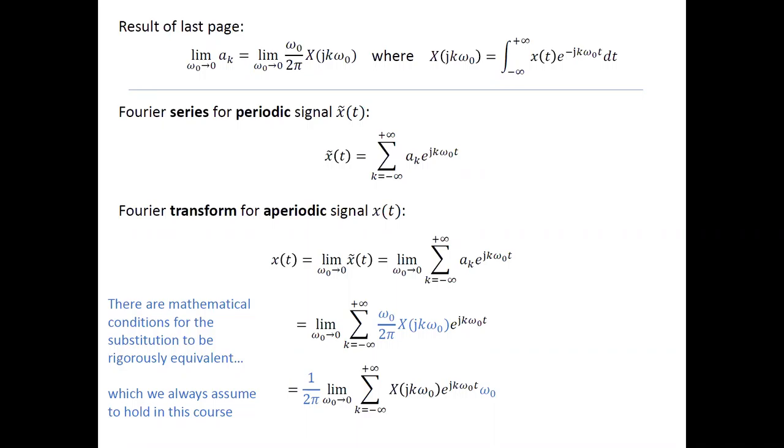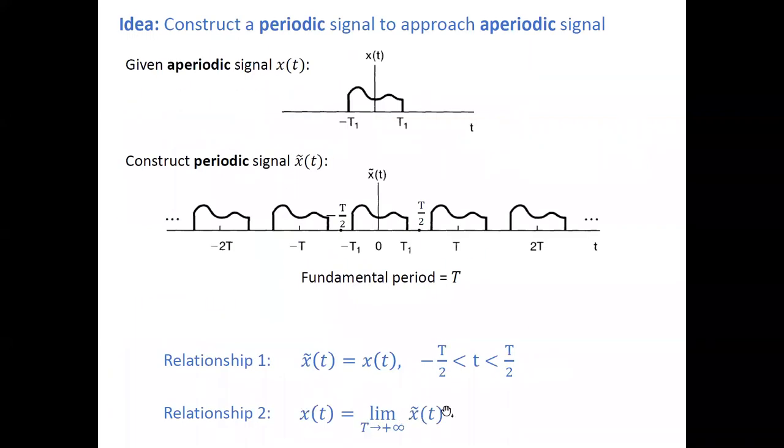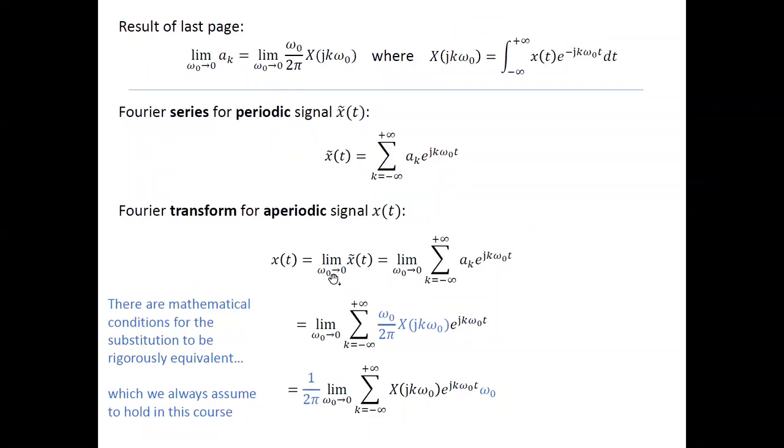Now, when we take the limit omega 0 goes to 0, this Fourier series will be generalized to the Fourier transform for aperiodic signal x of t. Because x of t is the limit of x tilde of t as omega 0 goes to 0, which uses this relationship 2. This relationship 2 says when capital T goes to infinity, the limit of x tilde is x. But capital T goes to infinity is equivalent to saying omega 0 goes to 0. So this is also correct. And we replace this x tilde of t with the standard Fourier series that is listed above. Just write it for the right-hand side here.